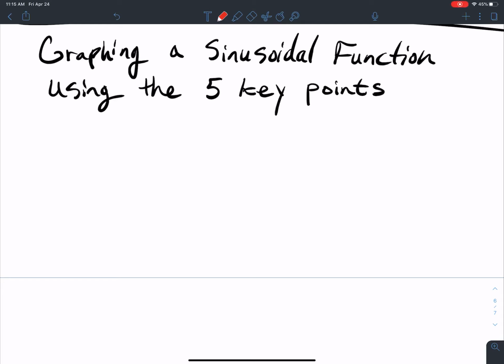So we're going to use the 5 key points to help us graph the sinusoidal function. We're going to graph 3 sine of 4x. Step 1, we're going to figure out the amplitude.